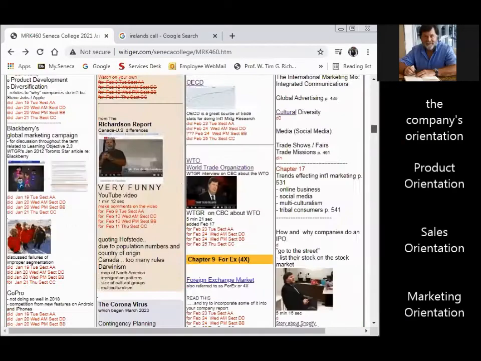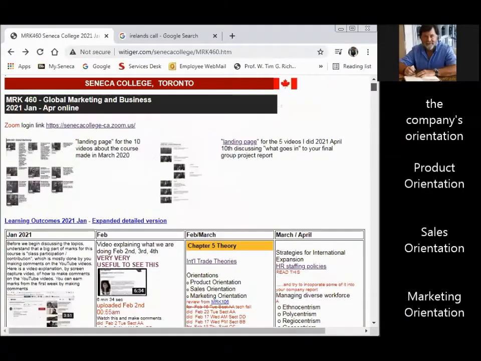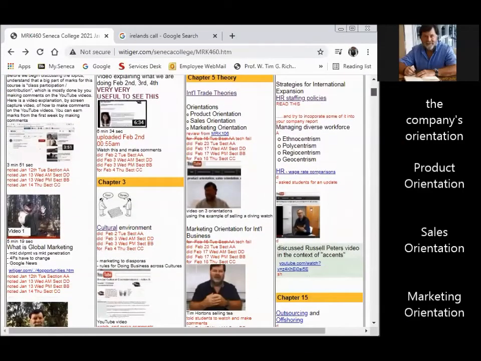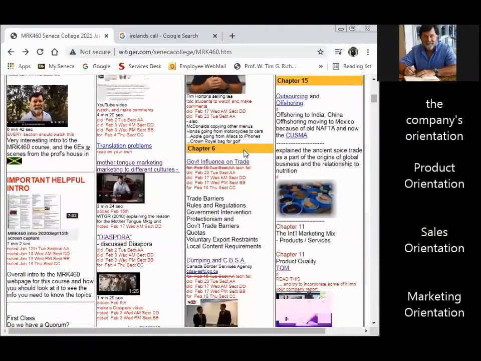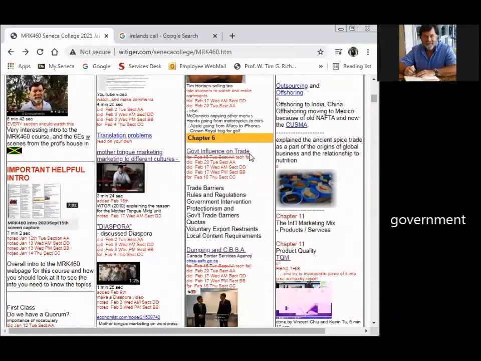Then, it's going up here, where we talk about whether the company right now has a product orientation or sales orientation or marketing orientation. And then you'll talk about government. Is the Canadian government involved in helping Air Canada or Lululemon or things like Amazon or the Coca-Cola distribution?